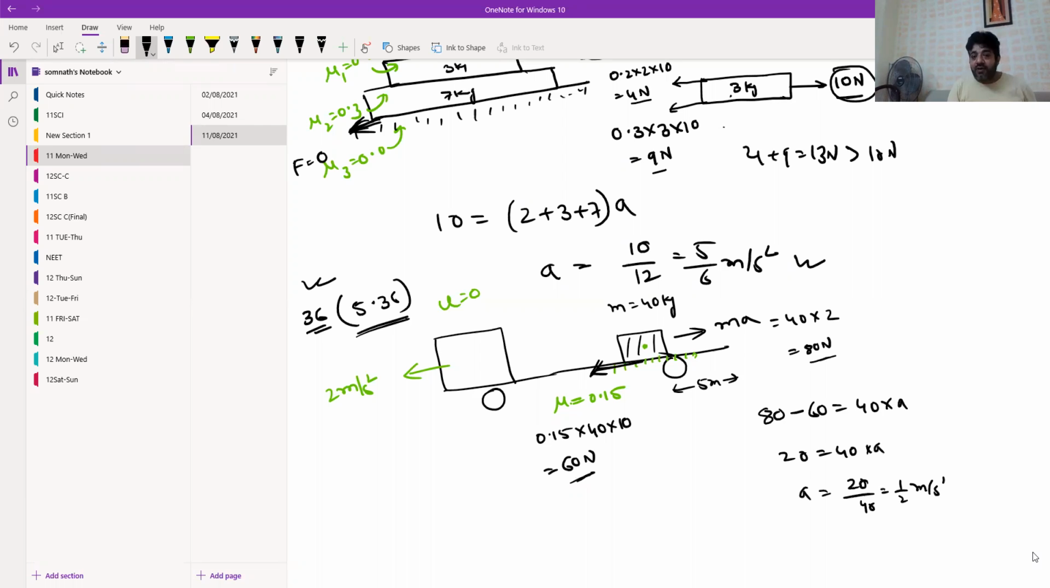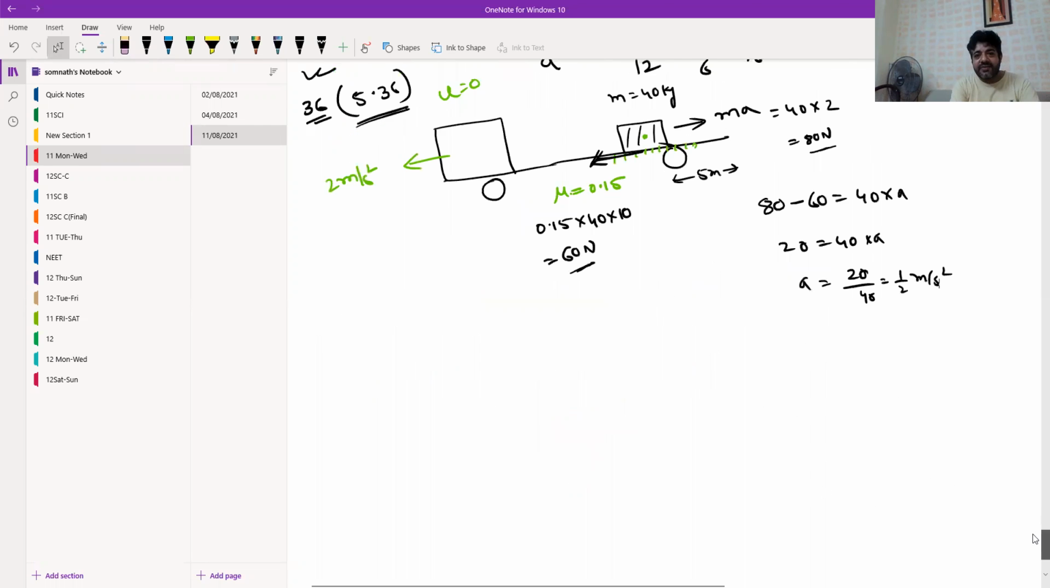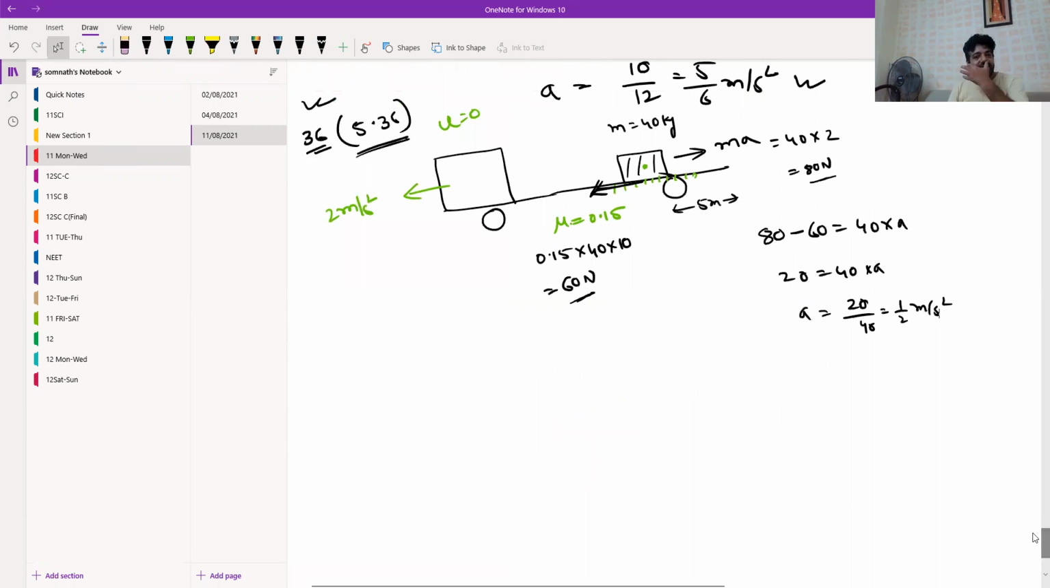Of which? Of the block, not the truck. Okay. As the truck is starting from rest, the block is also starting from rest. So how much distance is traveled by the block before it falls down? That is 5 meter distance traveled.